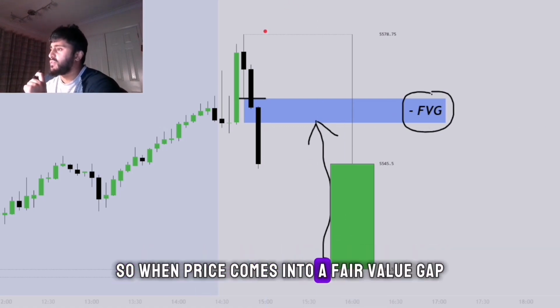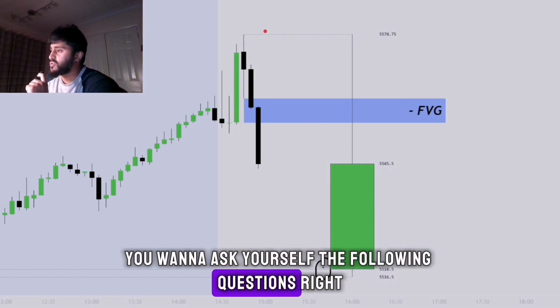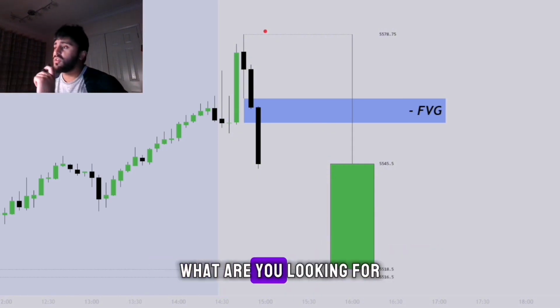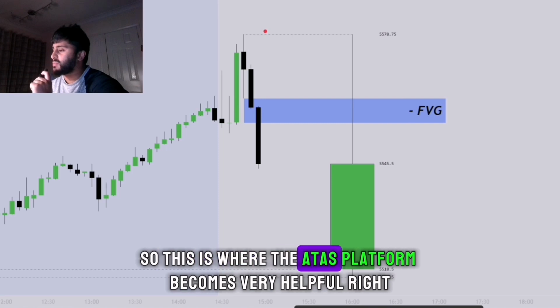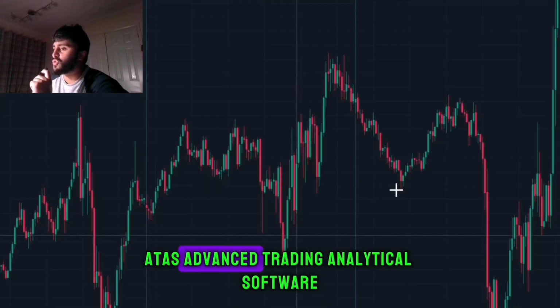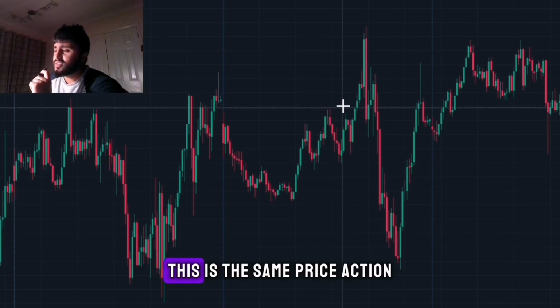So when price comes into a fair value gap, you want to ask yourself the following questions, right? Are we bullish or bearish? What are you looking for? So this is where the ATAS platform becomes very helpful, right? ATAS, Advanced Trading Analytical Software. This is the same price action.